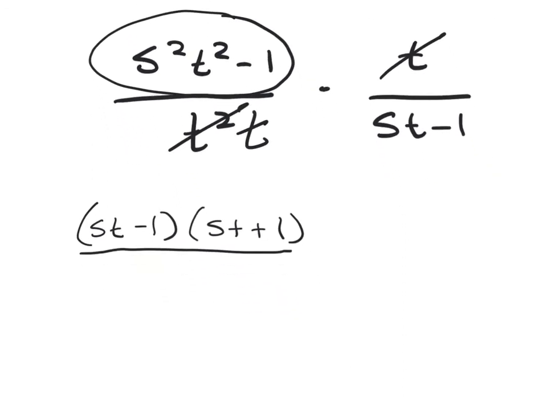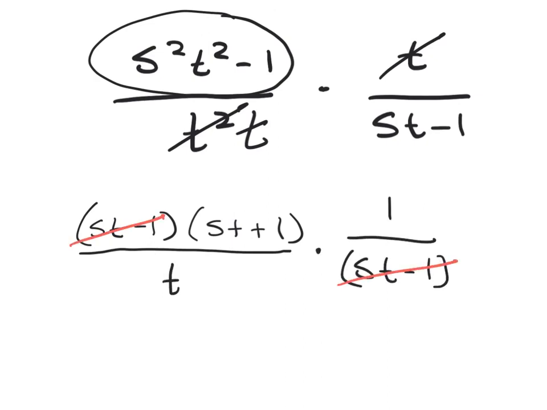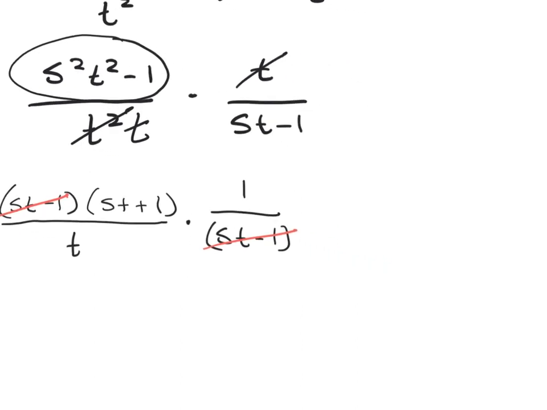So we get st minus 1, st plus 1 over t times 1 over st minus 1. Cancel the st minus 1. And we get st plus 1 over t. The answer? That's it.